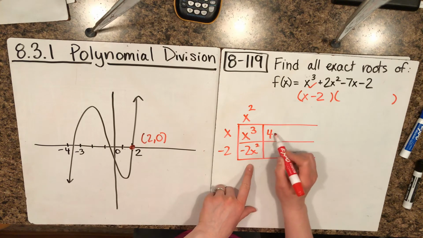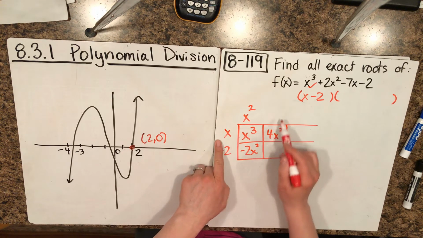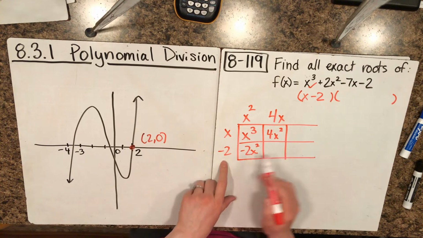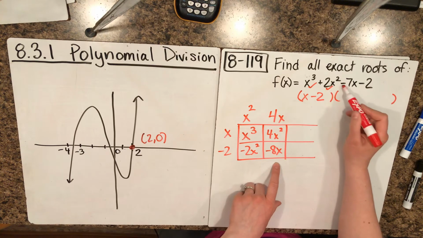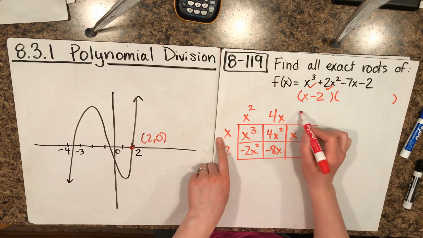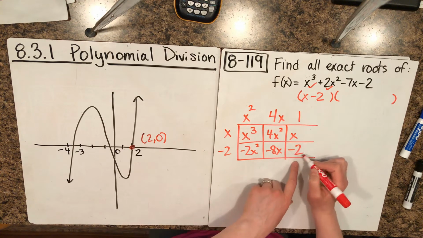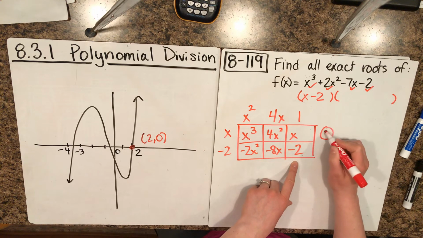Whoops. Going a little too fast. Okay, and x times what gives me 4x squared? That's a 4x. 4x times -2 is -8x, but I really need, check, -7x, so I better add 1x. X times 1 gives me 1x. 1 times -2 is -2. -2 already matches. That means it is a factor.